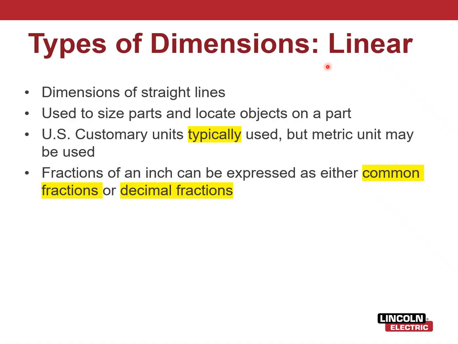So getting into types of dimensions, we got linear dimensions. All right, this is straight lines. This is again typically like the length, width, thickness of the part and where holes are located. This is used to size parts and locate objects of a part. Okay. U.S. customary, again, that's like inches and feet is typically used, but the metric units may be used. Again, that just kind of depends on who's designing the thing.